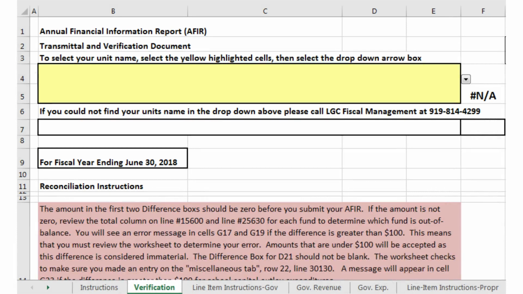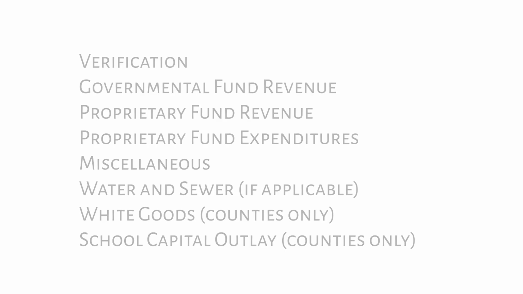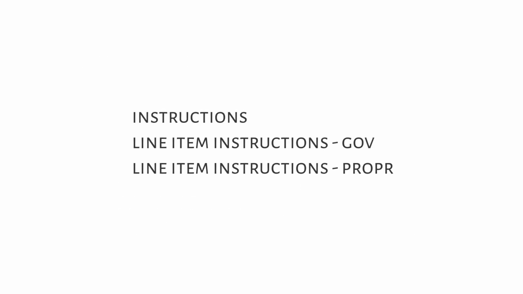Now that you've downloaded the template, it's time to complete your report. The template will open to the Verification tab. Using the drop-down arrow next to the yellow box in lines 4 and 5, select your unit name. If it is not on the list, please contact us. Complete the following worksheets in the template as applicable and do not delete any worksheets even if the requested information is not applicable to your unit, as doing so impacts processing of the form. And note that 3 worksheets provide detailed instructions on completing the template. Please see the instructions on our website for details on completing the form.